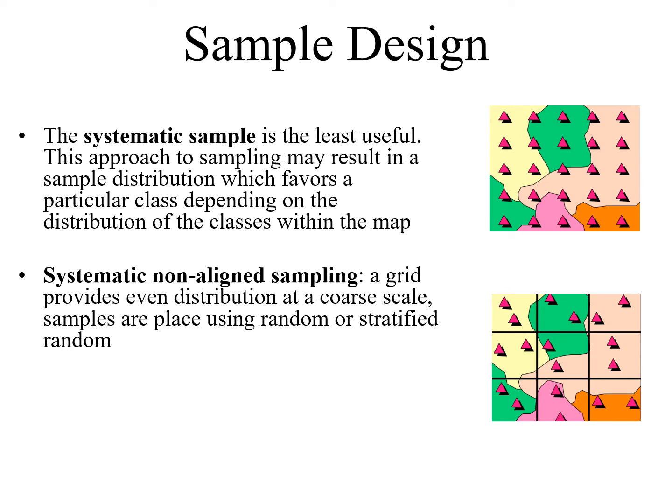So a systematic sample is actually the least useful design. This approach to sampling just lays out points on a grid. And that is great from the perspective of you don't have to worry about whether or not you're sampling throughout your scene, but it may result in a sample distribution which favors a particular class depending on the distribution of the classes within the map.